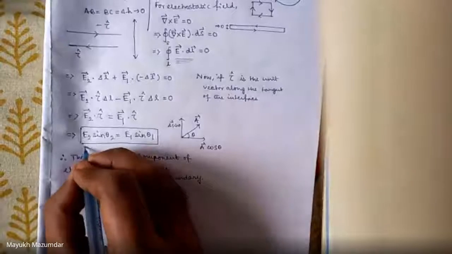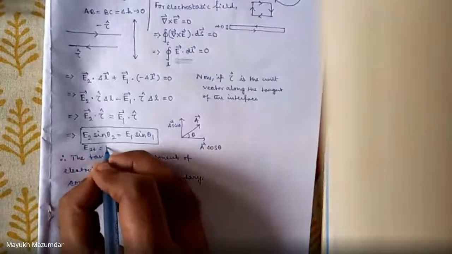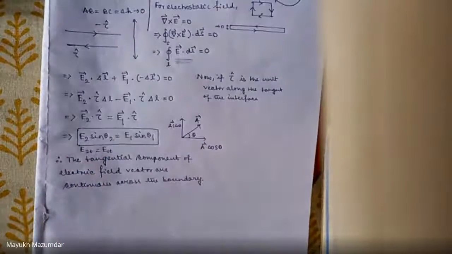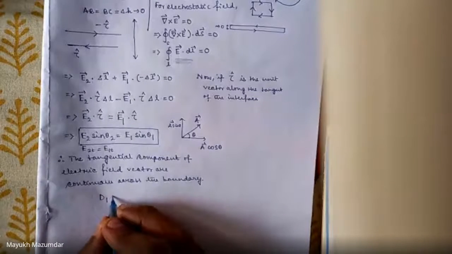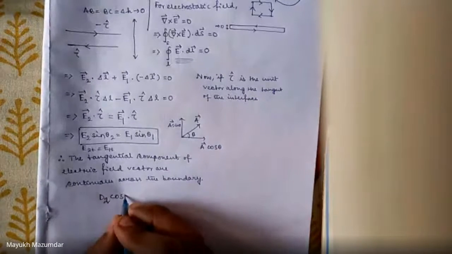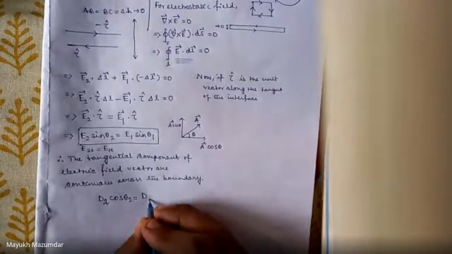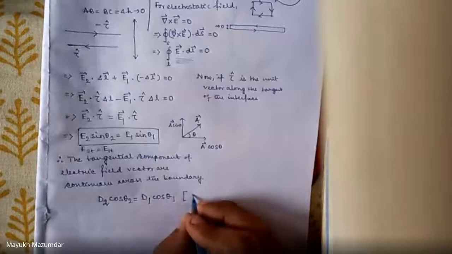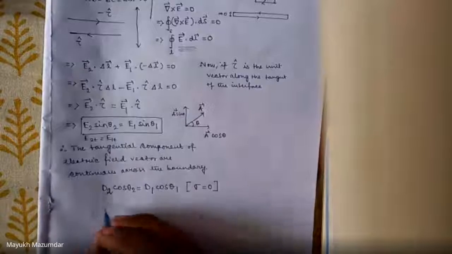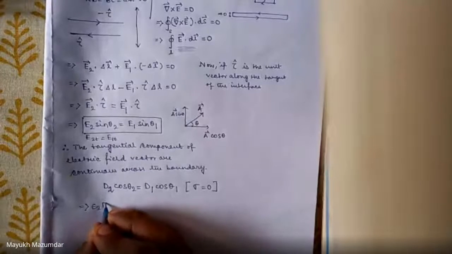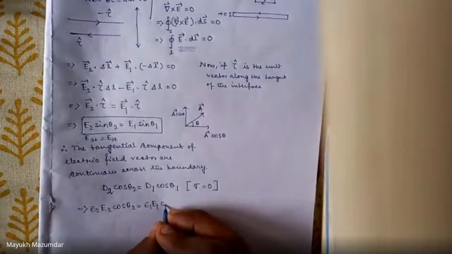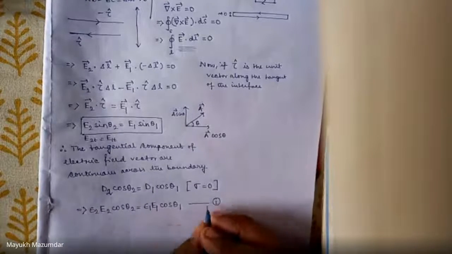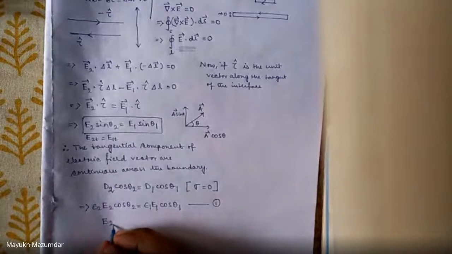So you can write it like this: E2t equal to E1t. t stands for the tangential component. So we got two important results. One is D2 cos theta 2 equal to D1 cos theta 1. Obviously, when sigma is 0, this can be written as epsilon 2 E2 cos theta 2 equal to epsilon 1 E1 cos theta 1. This is condition 1. Just now we got condition 2.